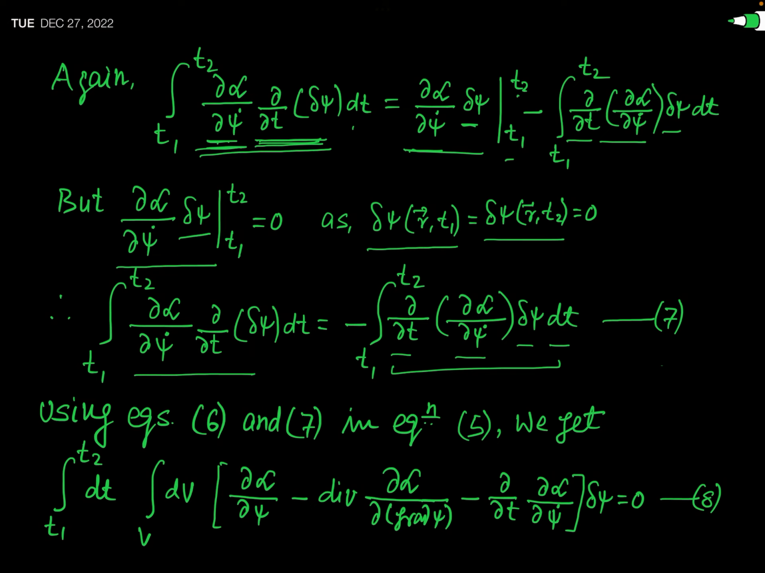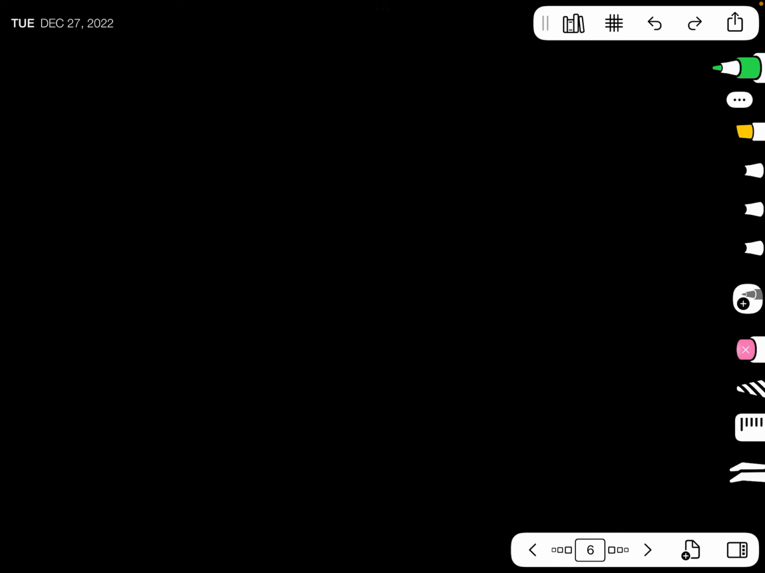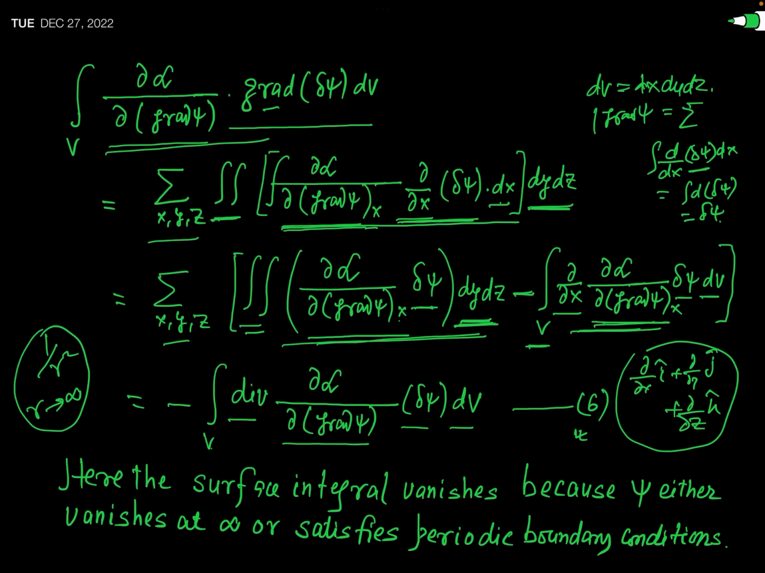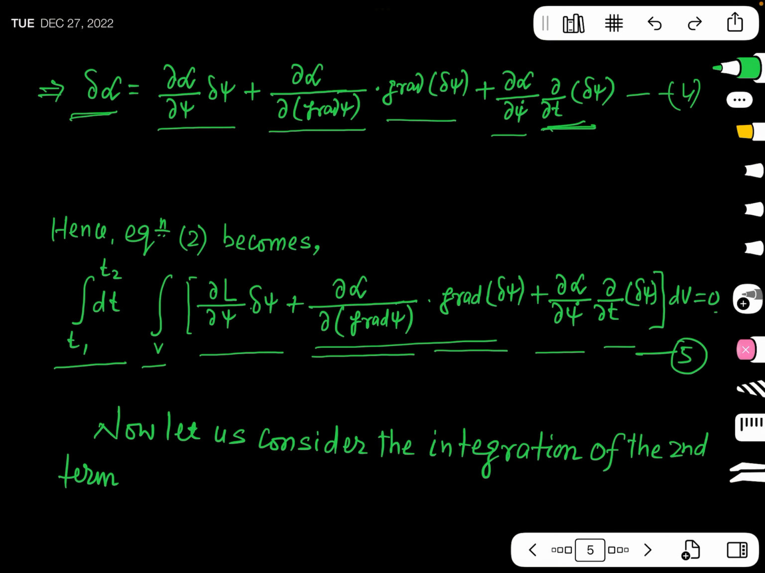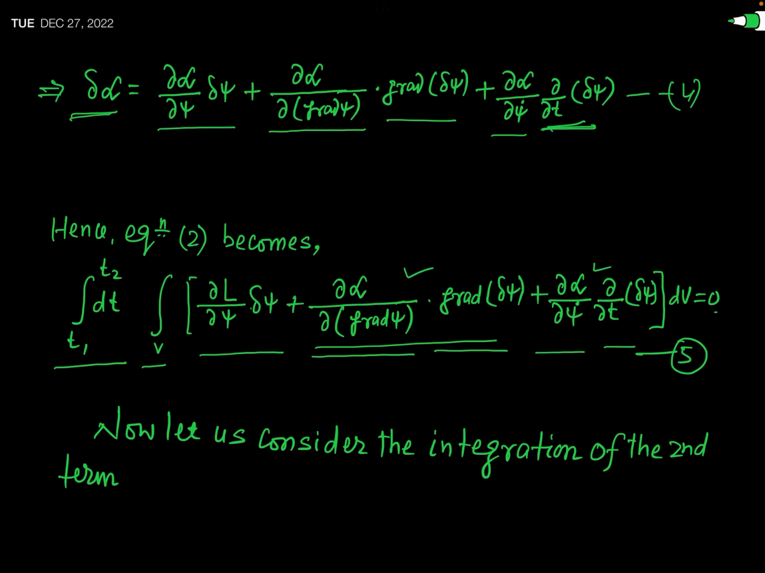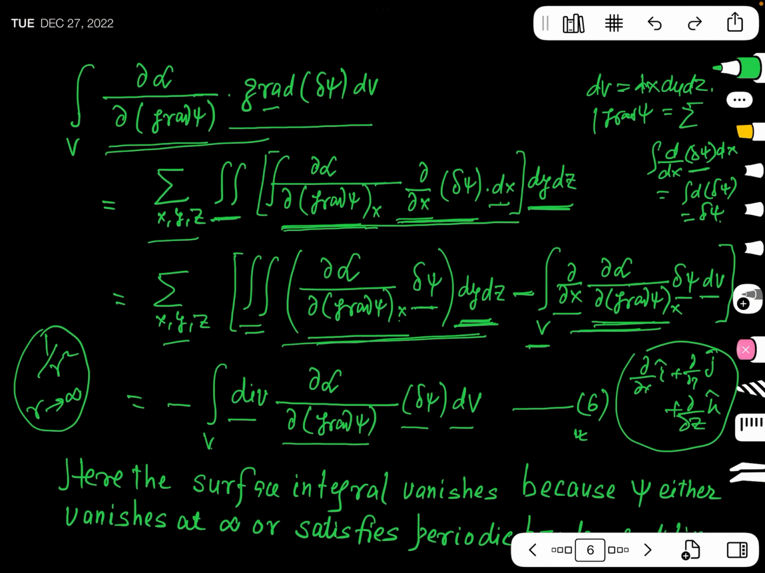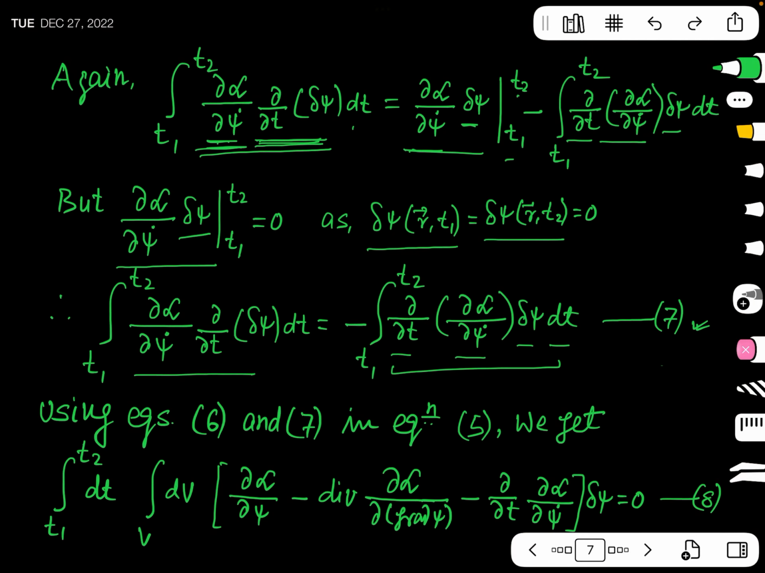Now after obtaining these two integrals, we will simply use equation 7 and equation 6 in Hamilton's variational principle, which has been defined in equation number 5. So we have obtained the values of these two integrals, and we will substitute those values in equation 5. After substituting those values, what will be our result?